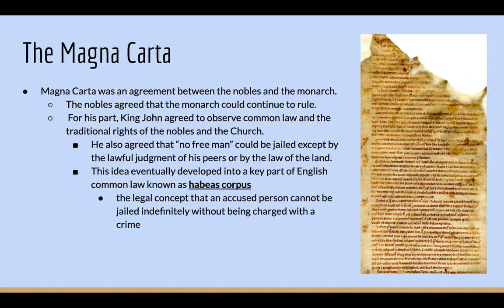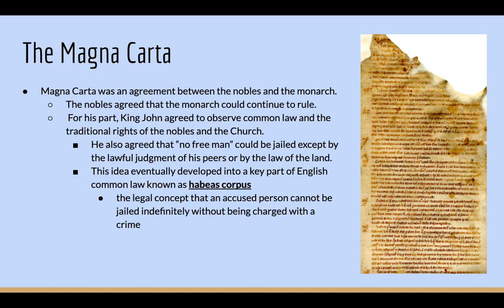For his part, however, King John had to agree to observe common law and the traditional rights of the nobles and the church. So, for example, he promised to consult the nobles and the church archbishops before imposing special taxes. So before he decided to tax any nobles or any church officials, he had to first get their approval as well.